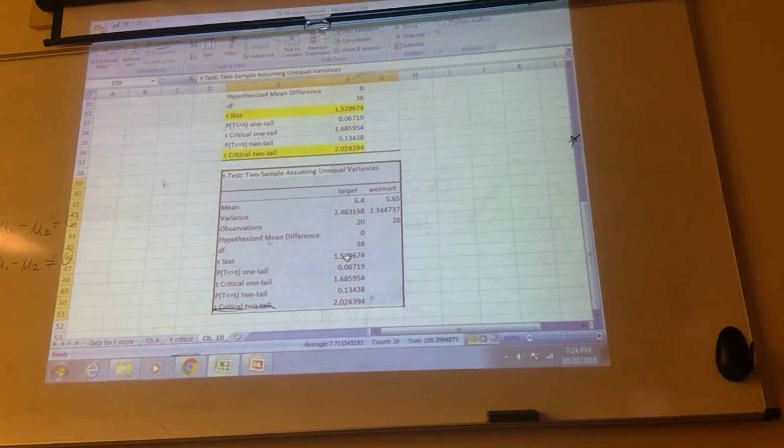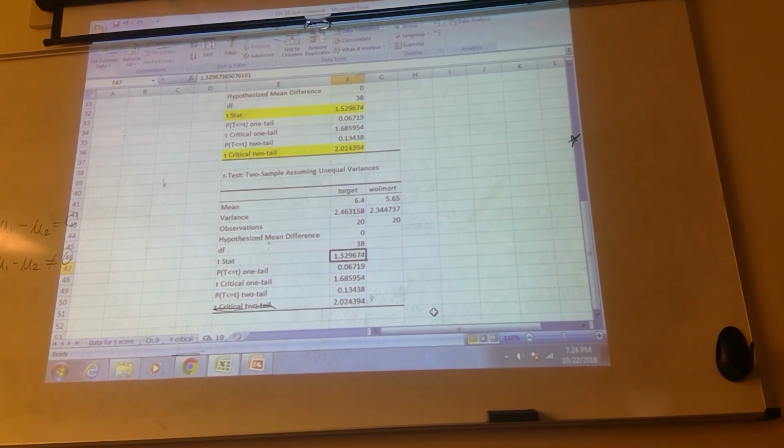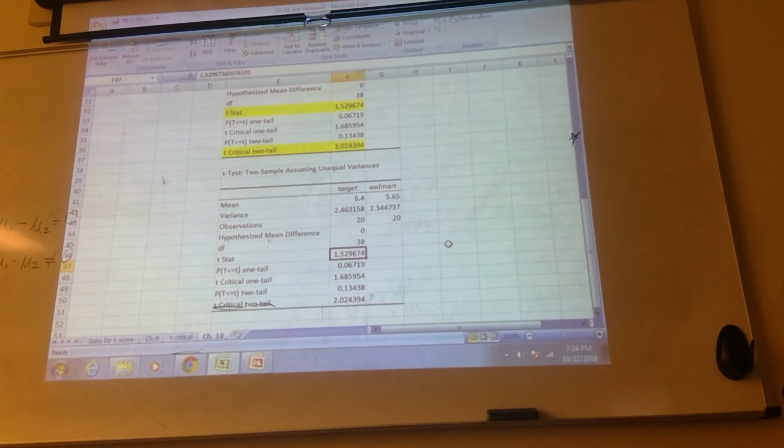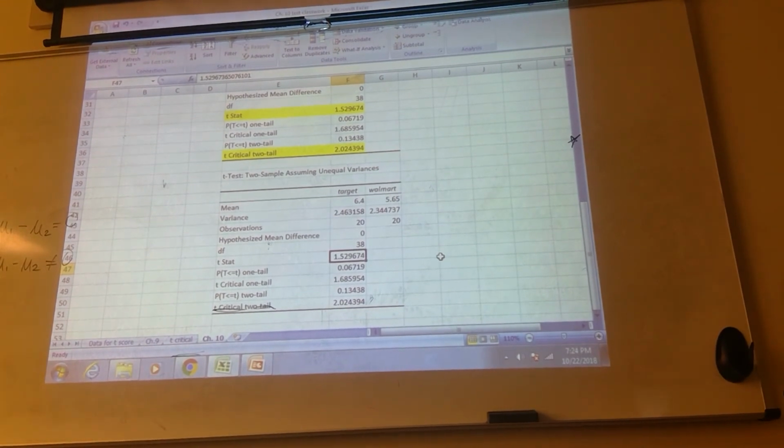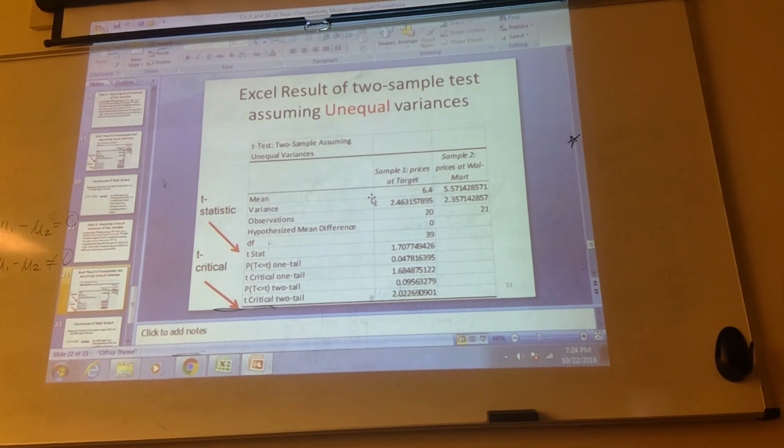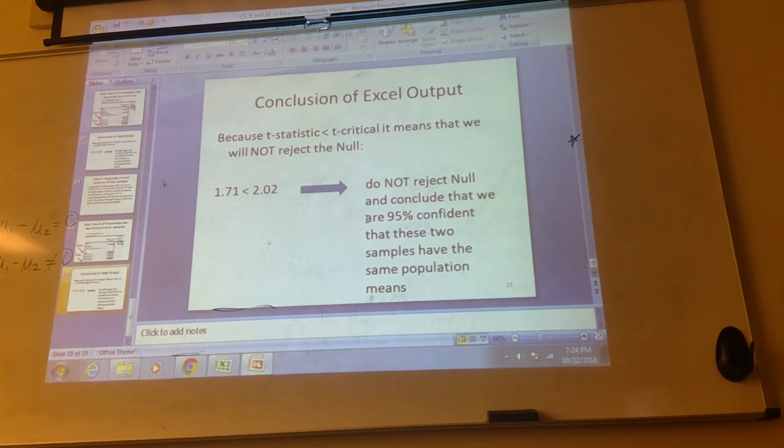Okay, so again, notice the t-test statistic is the same, right? Our conclusion is our t-stat is less than the t-critical of 2.02. So we do not reject the null hypothesis. It should all be the same, because we're doing the same data. We do not reject the null hypothesis, and we are 95% confident that there's no difference in the means, okay? They have the same population means.